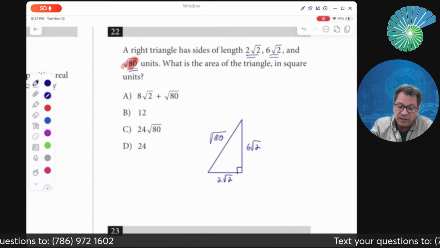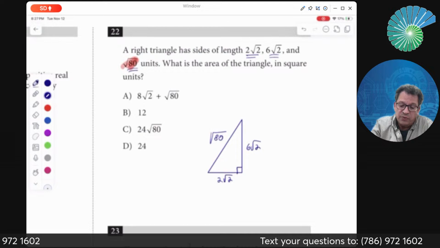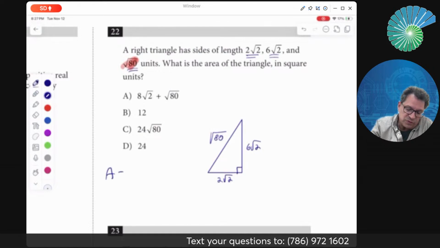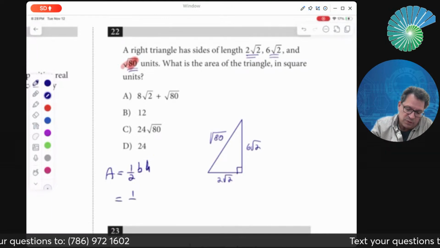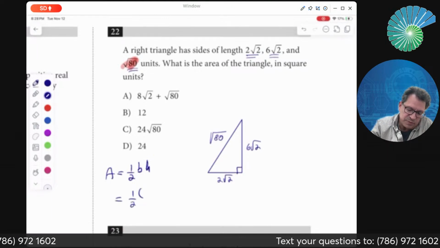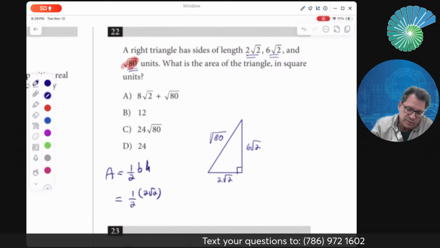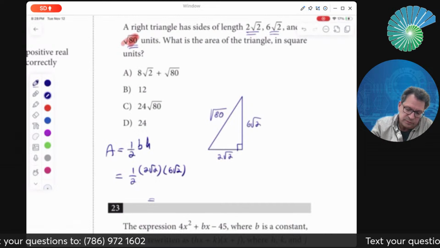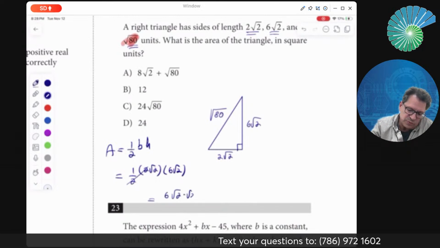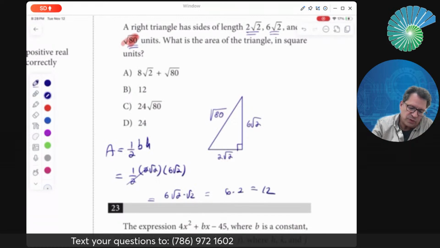And then I'm going to go ahead and find the area. Remember, the formula for the area of a triangle is 1/2 times base times height. 1/2 times base times height. I can simplify here and I get 6 times root 2 times root 2, which is 6 times 2, and the answer is 12.